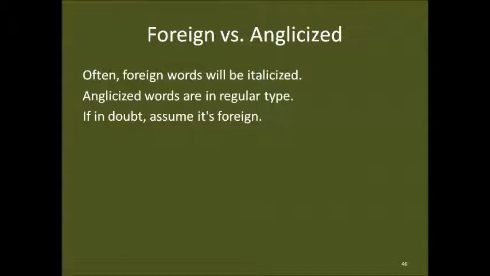So how do we know when something is actually foreign versus when it's anglicized and actually has become part of our everyday English language? Well, the big clue is that often foreign words will be italicized. Not always, but usually. Anglicized words are usually in regular type. So if we have words like déjà vu or facade or resume, those actually have modified letters, but they're such a regular part of our vocabulary that they're considered English now. So we would not treat them as being foreign language. But if you're in doubt about which way it is, then consider it to be foreign.